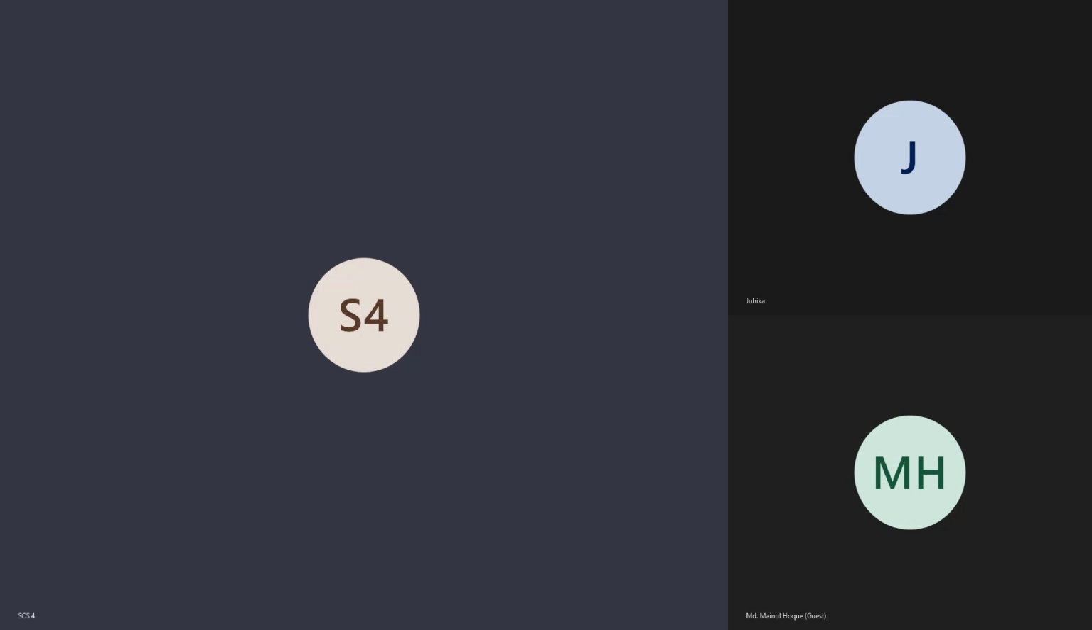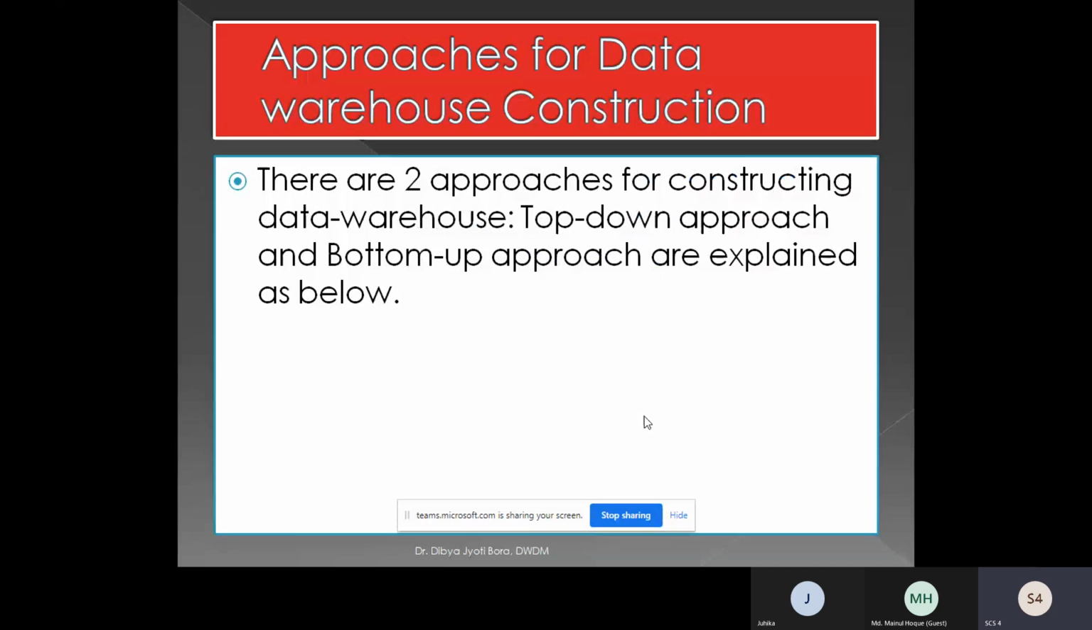Okay, basically, there are two approaches for this data warehouse construction. I think the screen is visible to all of you. So let's see each of them. So what are those two approaches? Top-down approach and bottom-up approach.